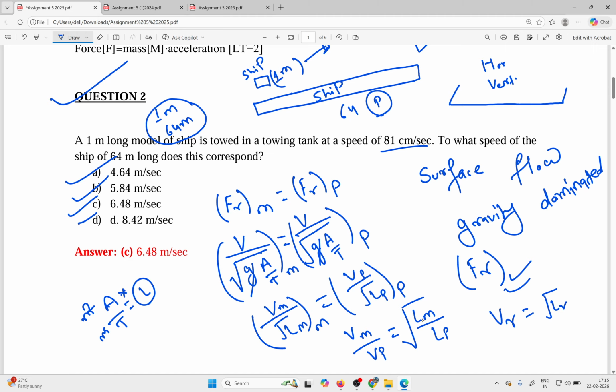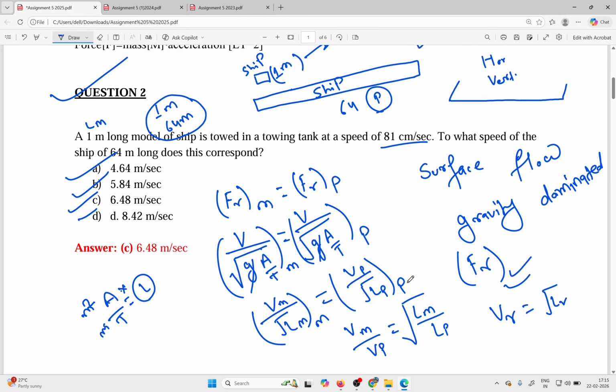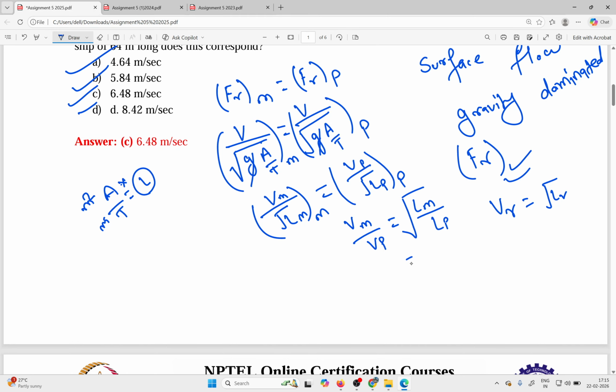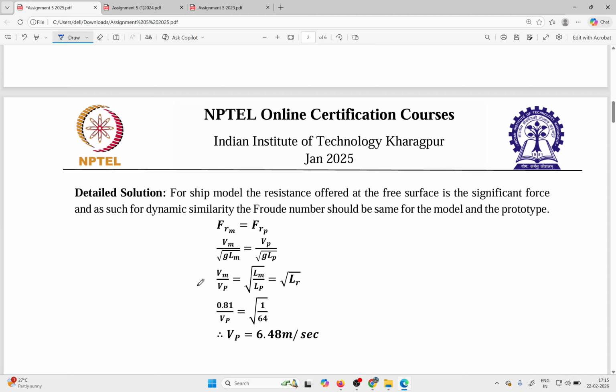Now in the question, Lm by Lp: model length is 1 meter, prototype, meaning original, is 64 meter. Velocity for model is 81 centimeter per second, so I'll put 0.81 meter per second. After the calculation you will get 6.84 meter per second for Vp.